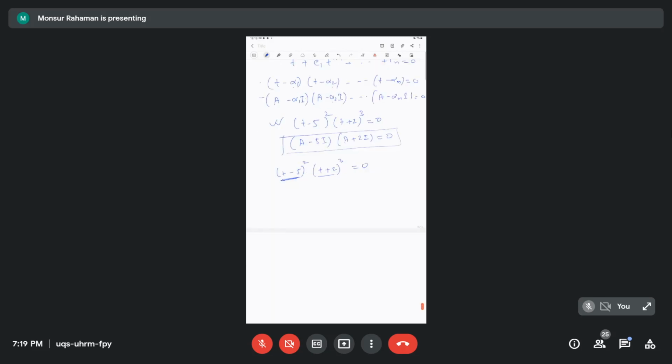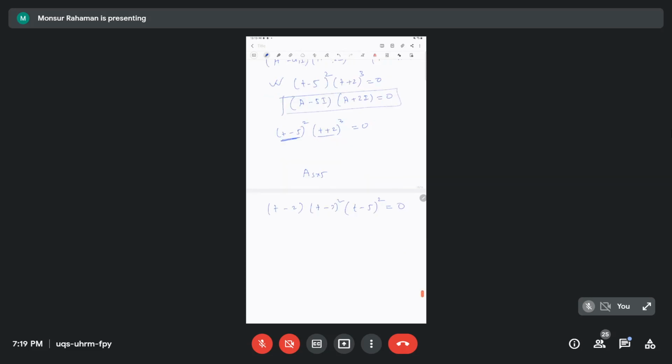Let's say t minus 2, t minus 3 squared, t minus 5 squared equals 0. This is obviously a 5 by 5 matrix, and this is its characteristic polynomial. So what are the possibilities for the minimal polynomial? One by one you can write. The minimal polynomial would be at least A minus 2I, A minus 3I, A minus 5I. It will never be smaller than this.